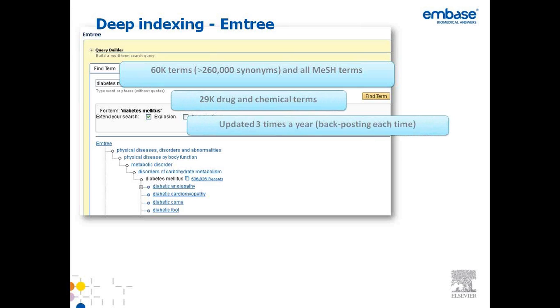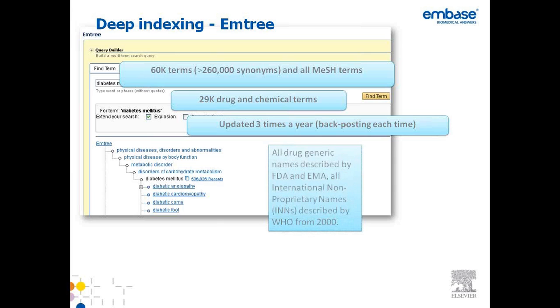So new drug synonyms, for example, new drugs which are coming on the market, are now added even faster to Emtree. And as part of that, we do add all generic names described by the FDA and EMEA, all international non-proprietary names described by the WHO from 2000. So these are automatically part of the updates added to Emtree.